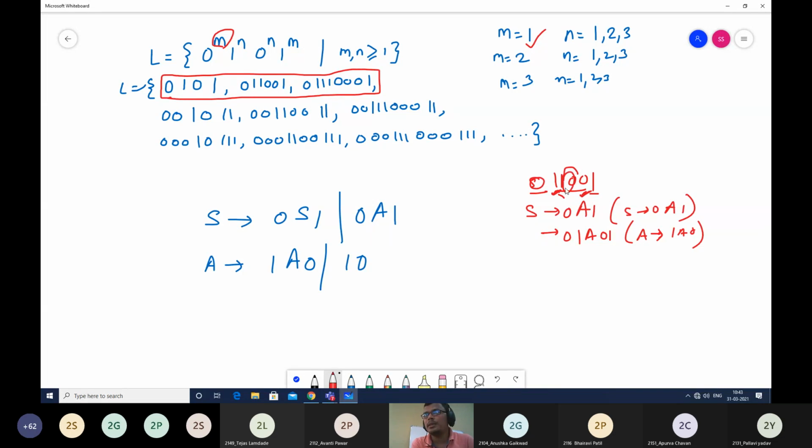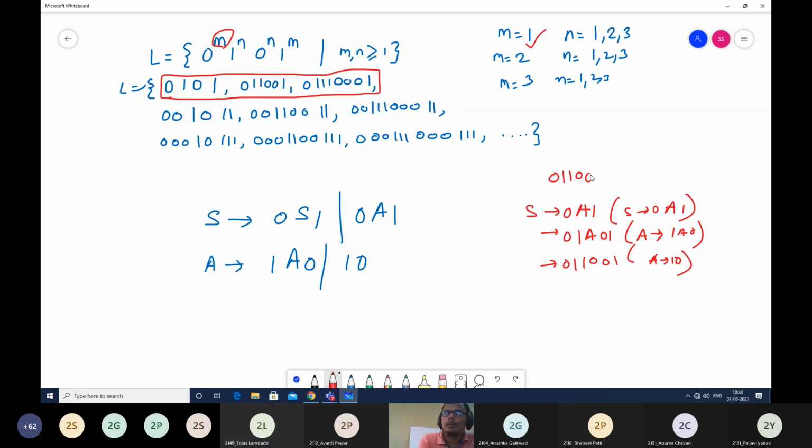Now what remains in between is 1 0. So for this 1 0, what I'll do? A gives 1 0 is there. Yes. Is it understood, students? How I have generated the string out of it in this example? Yes, is it clear?